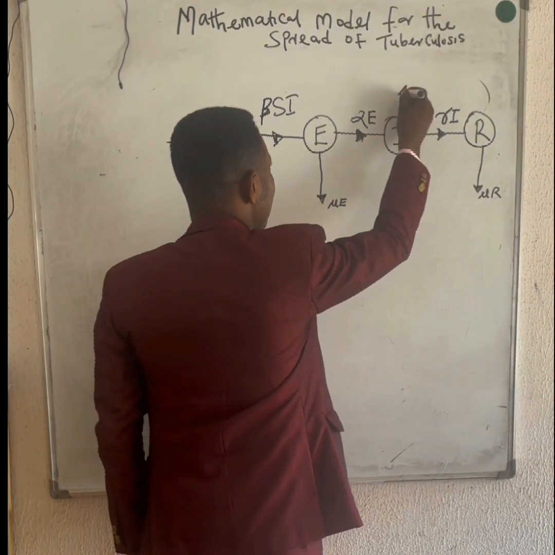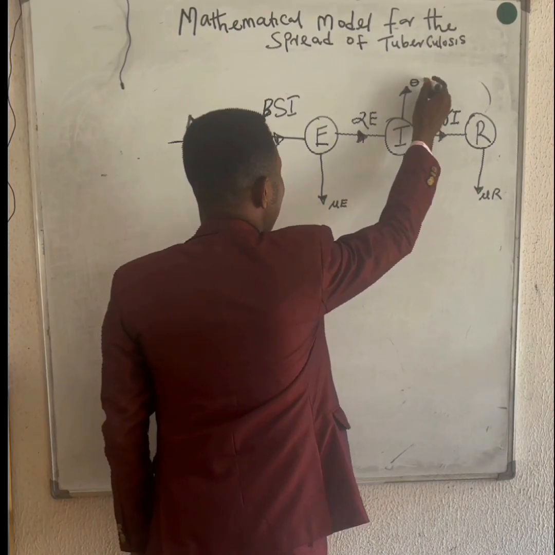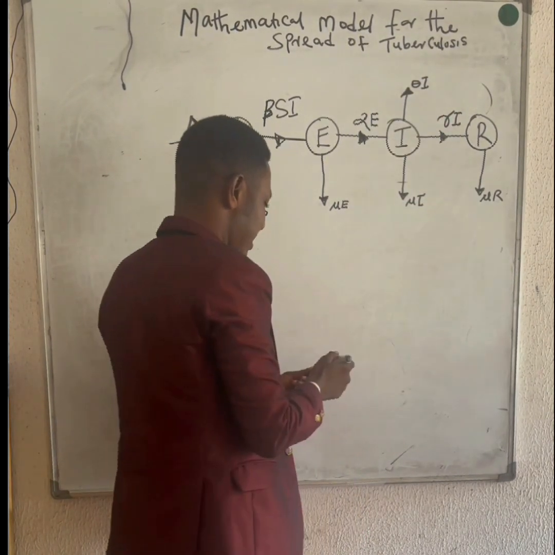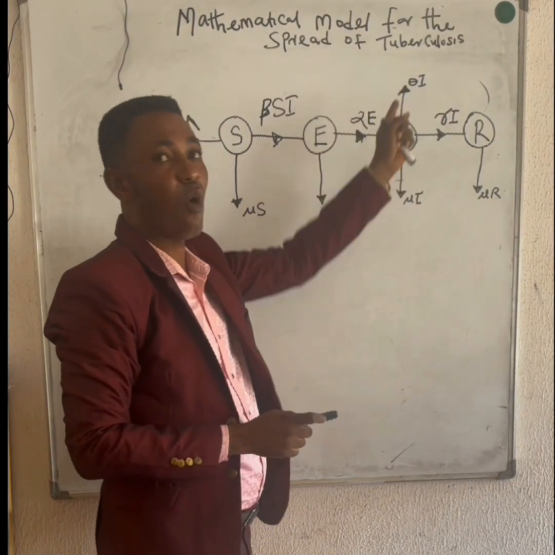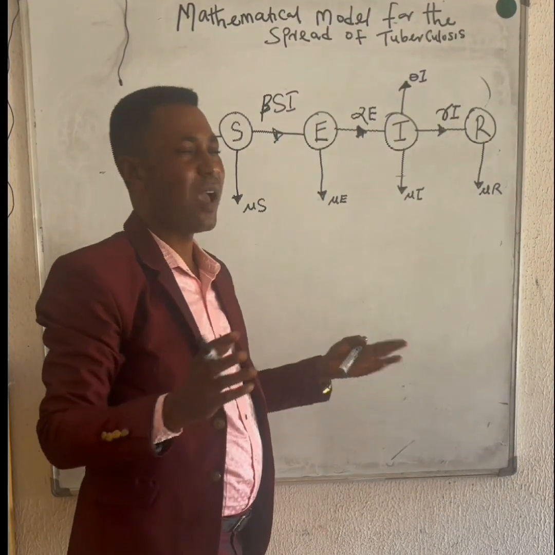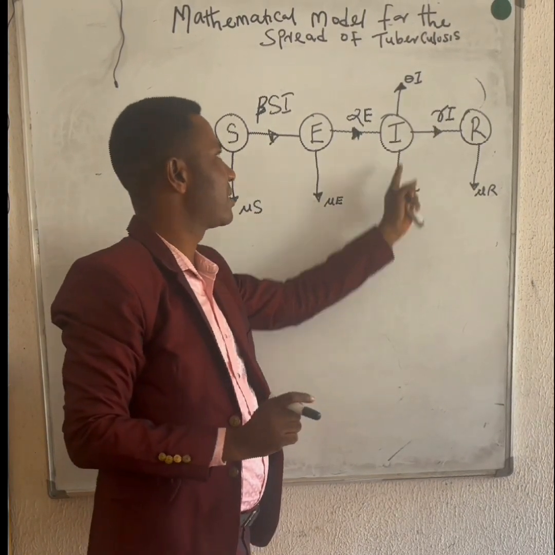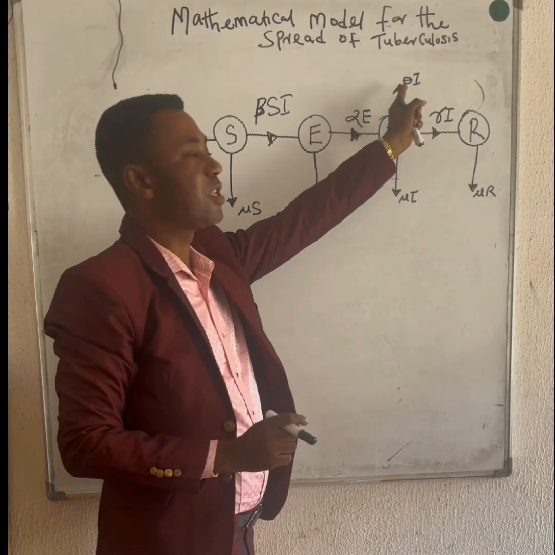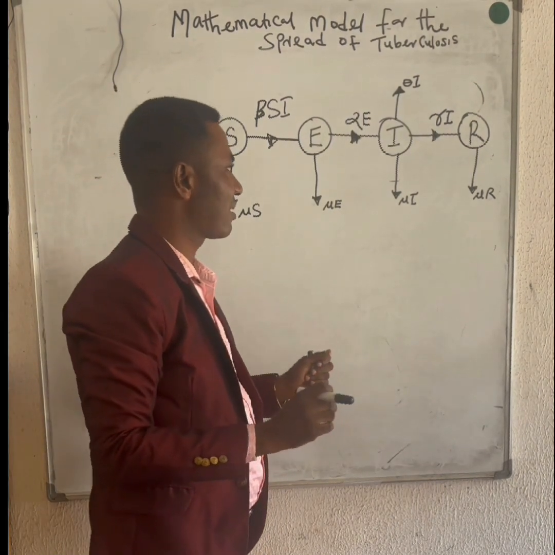Look at it now. We have an arrow here. So let me use theta. Theta I. That is, theta is the rate at which those infected with tuberculosis die of the tuberculosis. That is why we have two death rates here. One is mu, the natural death rate, and this one is the disease-induced death rate for the infected and infectious class.